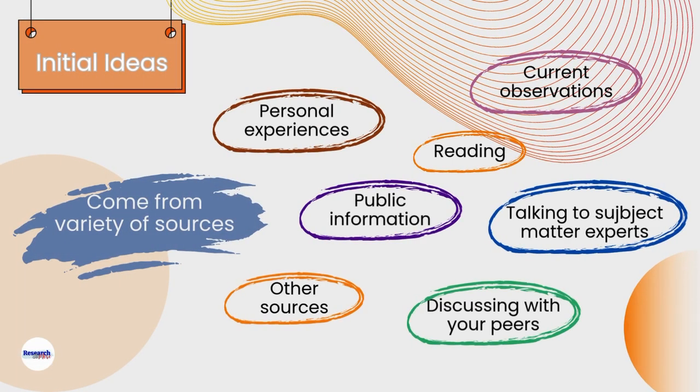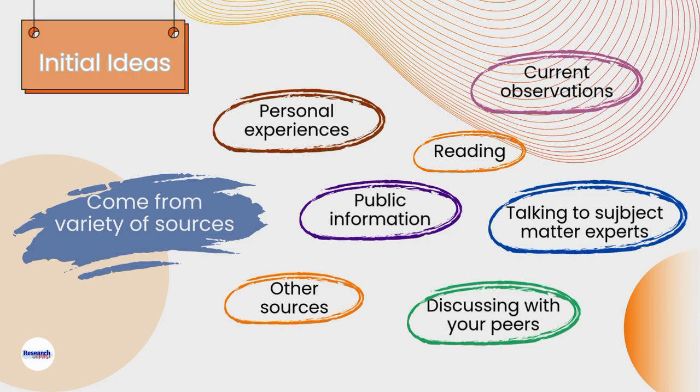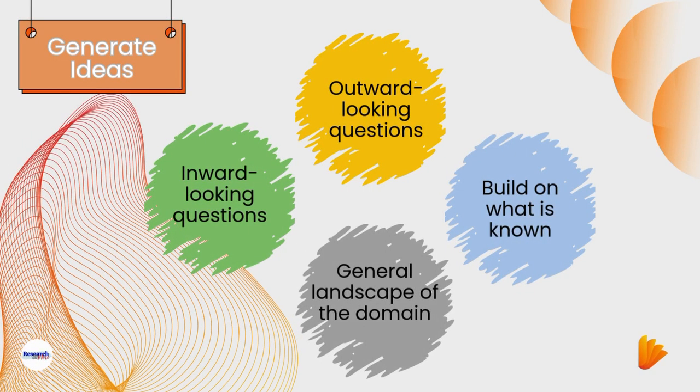How do we begin our search for a viable research topic? Research ideas for a study come from a variety of sources. It can come from your own experience, reading, current observations, talking to peers, public information, and many more. There are no formulas for generating research ideas. One effective approach is to ask yourself some relevant questions. Your answers will help you move forward.